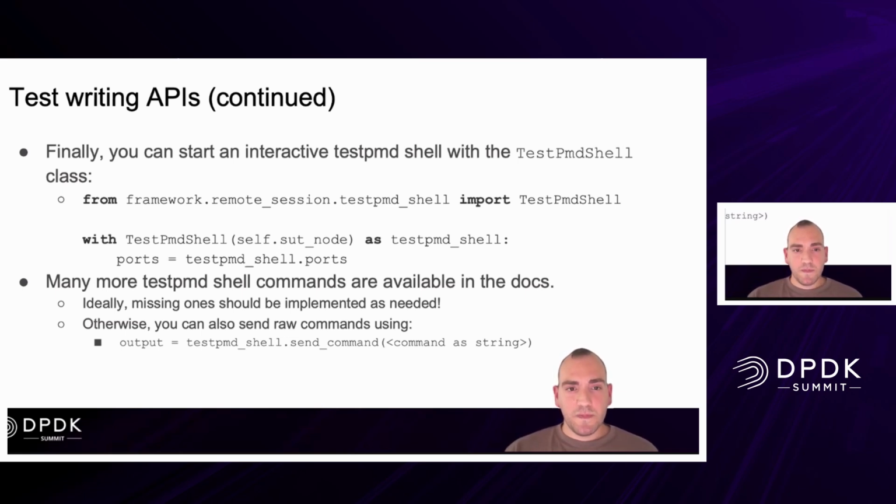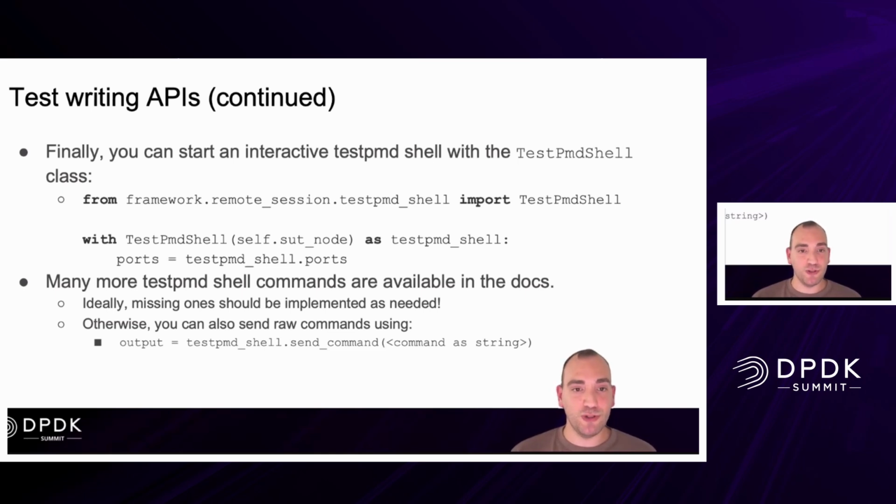There are quite a few testpmd shell commands implemented at the moment, and these should be available in the documentation. And yet again, as I specified at the beginning, if there are missing ones, this should be implemented. You shouldn't just be using send command, which is what we provide. It's just a raw command where you can just give your string, like your command with all the arguments, and it's just going to send it.